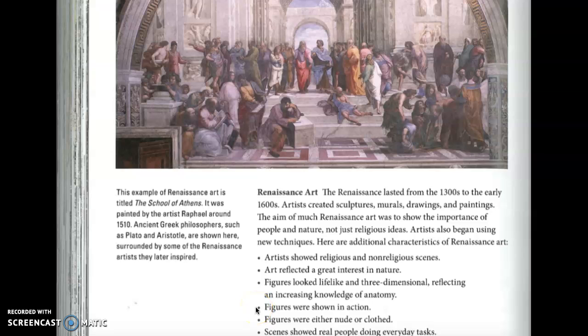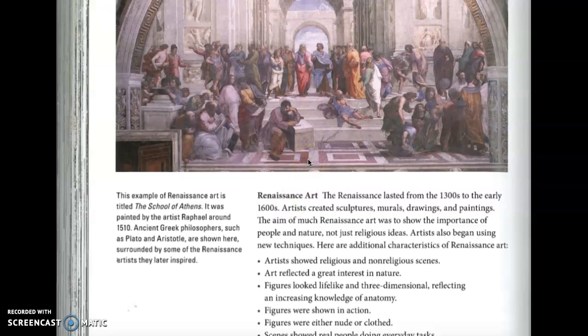Figures were shown in action. We definitely see that in this one. It looks like these guys are walking. You have clusters of people reading or talking or turning around or grouping up in some way. So you could definitely see that characteristic in this piece of artwork. Next, figures were either nude or clothed. So similar to classical style of art, they are either nude or they have clothes.